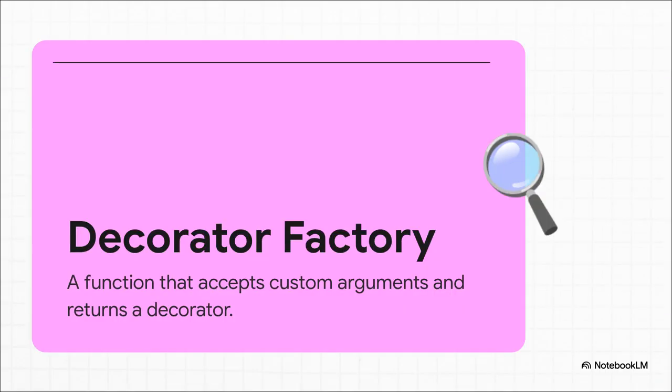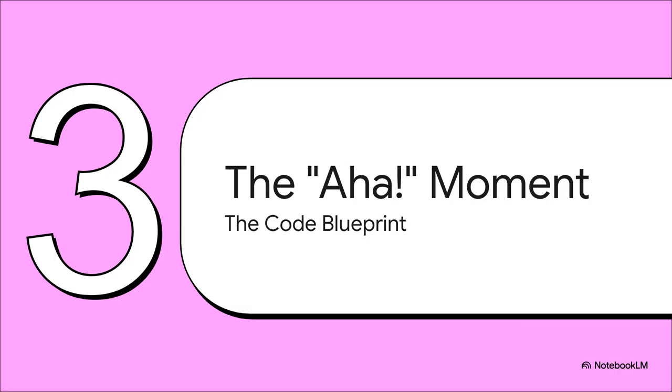This pattern is so common and useful, it actually has a name: a decorator factory. I love this name because it's perfect. Think of it like a machine. You feed it your custom settings, those are your arguments, and it churns out, or manufactures, a brand new decorator built to your exact specifications. All right, hopefully that was a bit of an aha moment. Now let's look at the actual blueprint. How do we build one of these things in code?